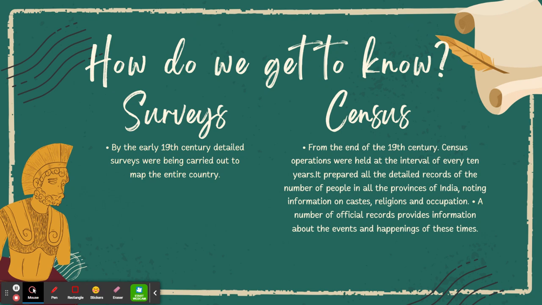At the end of the 19th century, census operations were held at an interval of every 10 years. It prepared detailed records of the number of people in the main provinces of India, noting information of caste, religion, and occupation. A number of official records provide information about the events and happenings of these times.